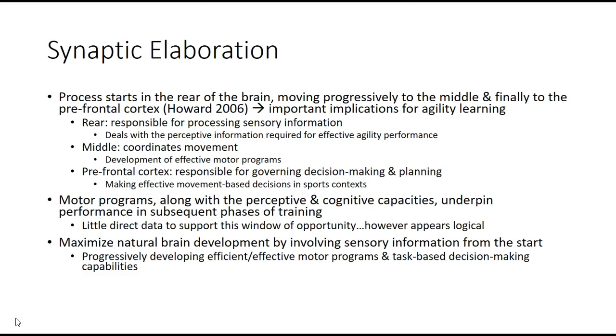And while there is little direct data to support the concept of a prime window of opportunity, it definitely seems logical that agility development would play an important role in the training of an athlete through the prepubescent period, developing the motor programs along with any sort of perceptive and cognitive capacities that would underpin or support performance in other phases of training. It should also maximize the natural development of the brain by involving sensory information from the start, and then progressively developing efficient and effective motor programs and effective task-based, as well as decision-making capabilities.